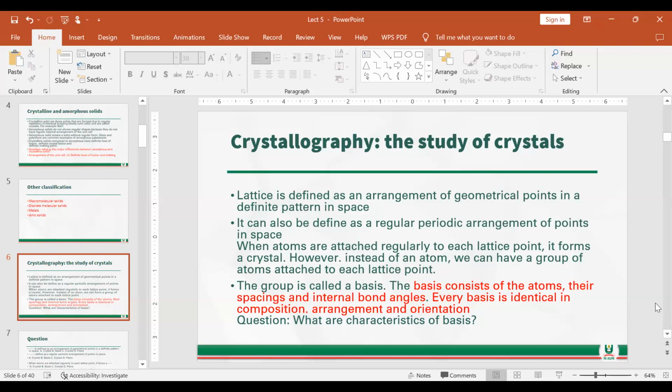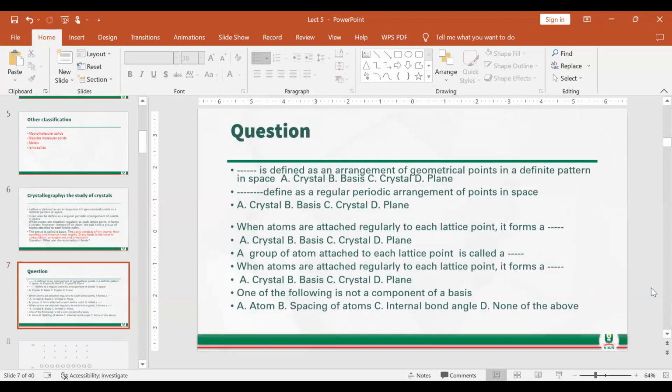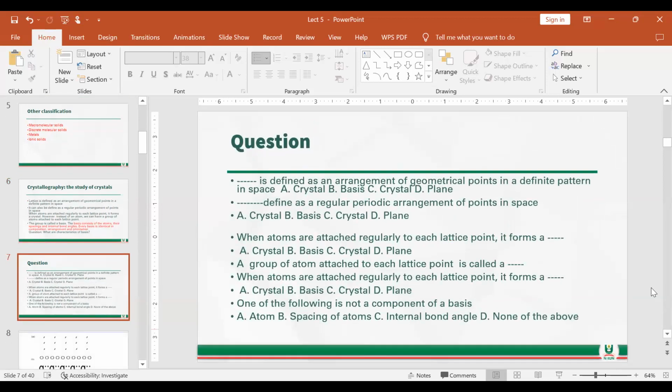That is one thing. The basis consists of atoms, their spacing, and internal bond angle. So atoms, the bond length, and the bond angle. So you can look at it and see the answer there: a regular point in space.